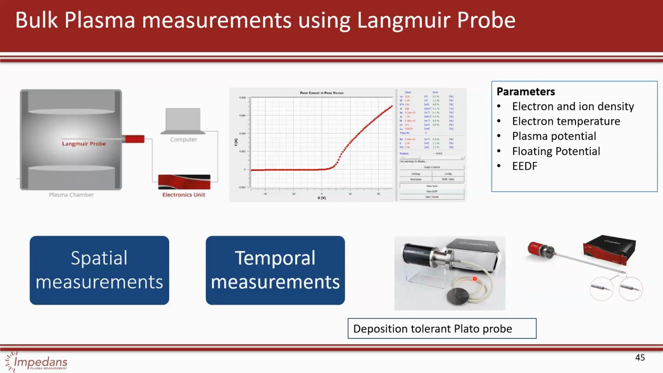If you have a non-conducting material, we have a probe which can still measure the ion density and electron temperature, even when it's deposited on, with between 10 and 50 microns of deposition, and still get accurate measurements. So just be aware that we do have deposition tolerant probes as well as the standard probe. The deposition tolerant Plato probe also has a 1 microsecond resolution available.